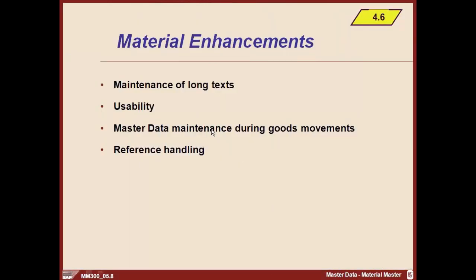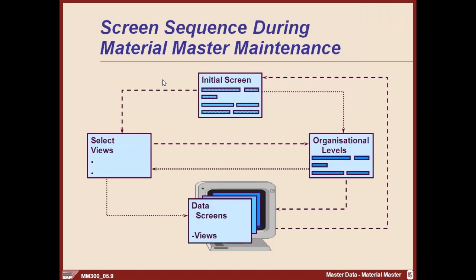Maintenance of long text and usability enhancements. Usability enhancement means that for whatever requirement, if you want a new field in the material master, you can add one. And there is material master data maintenance during goods movement, and reference handling. So all these things you can do as enhancements. Now let's have a look at this screen.